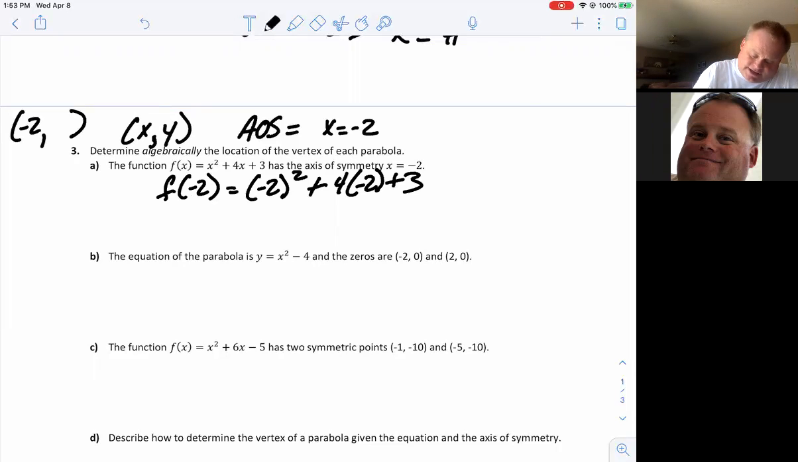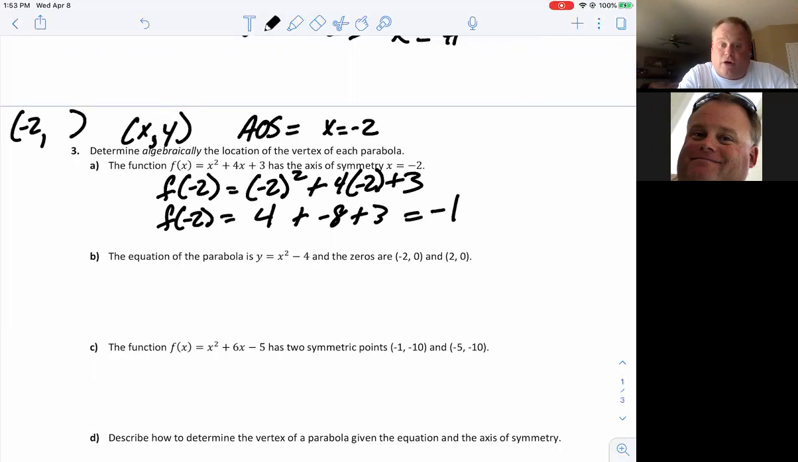So when I see this, I know that f of negative 2 is equal to negative 2 squared is 4 plus negative 8 plus 3. Well, that looks like negative 1 to me when I add it all up. 4 plus negative 8 is negative 4 plus 3, negative 1. So I know that my y value here is going to be equal to negative 1. I'm really going to write that as f of negative 2 equals negative 1. Okay, so I know that this is a negative 1.